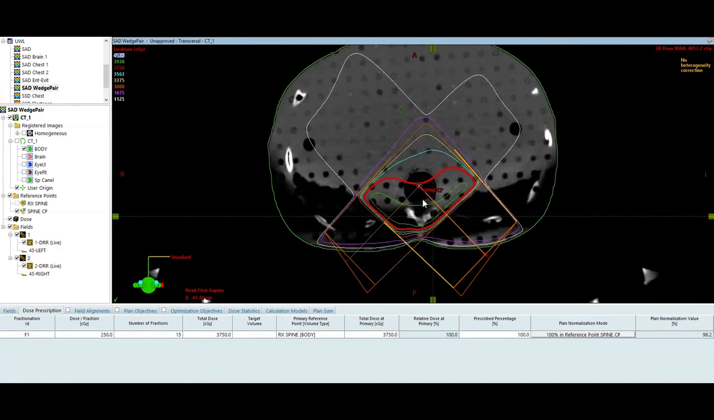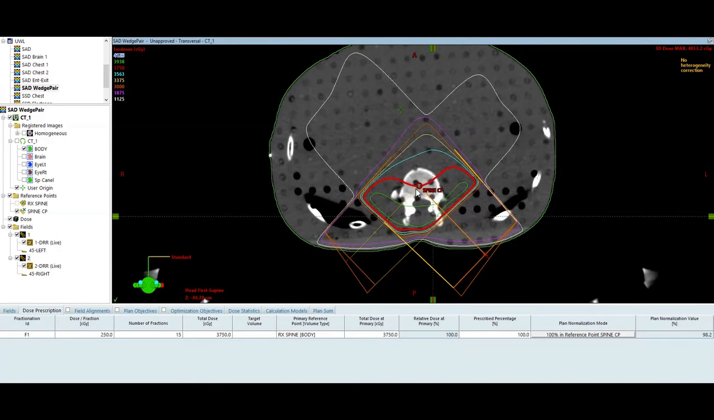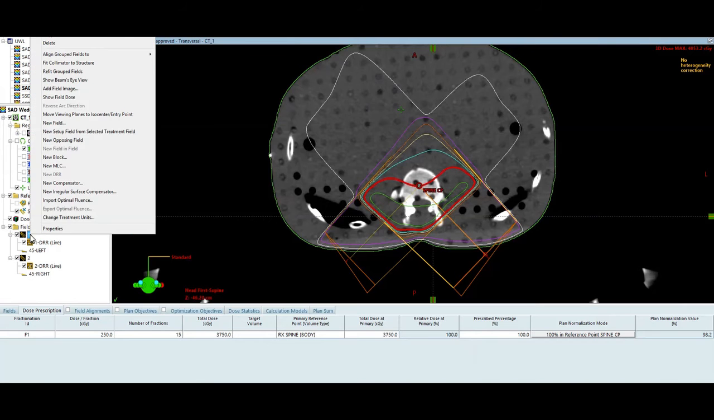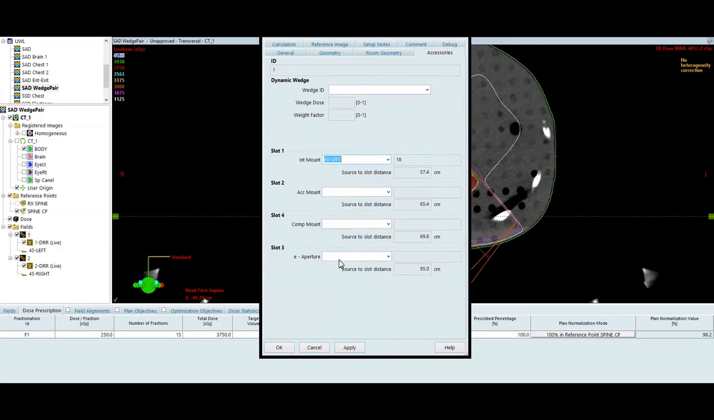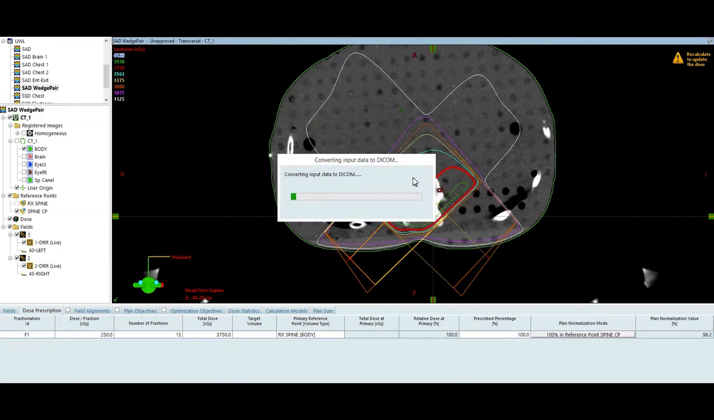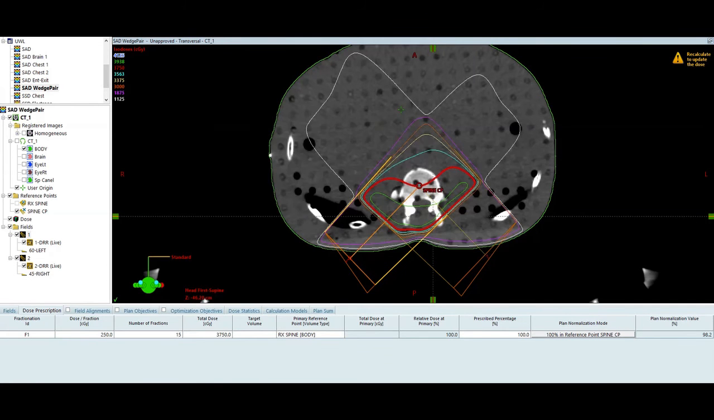Now, 95% of the dose, the cyan colored line, covers the vertebral body, but I still have this large 105%. So I'm going to go ahead and change field 1 to have a 60 wedge, and I'll leave field 2 for the 45 wedge. And we'll see if we can make this dose gradient just a little bit more favorable.